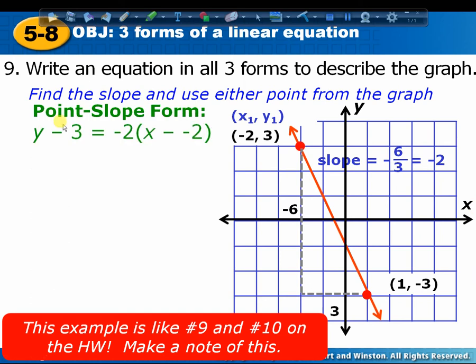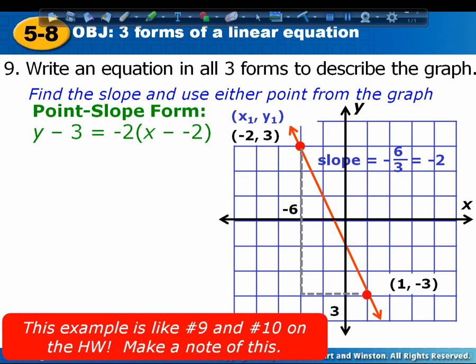And I can say y minus 3, which is my y1, equals -2, that's my m or my slope that I found over here, parentheses x minus, and then -2 is my x1. And again, I could have also picked this point down here and done the same thing. Does not matter which point you pick. So here's my point slope form.